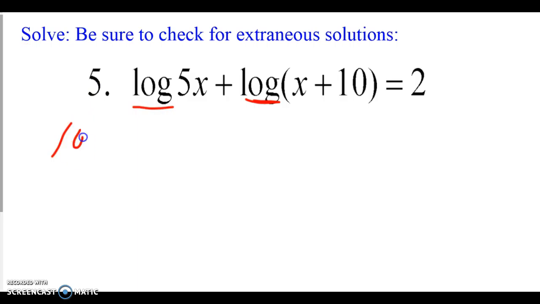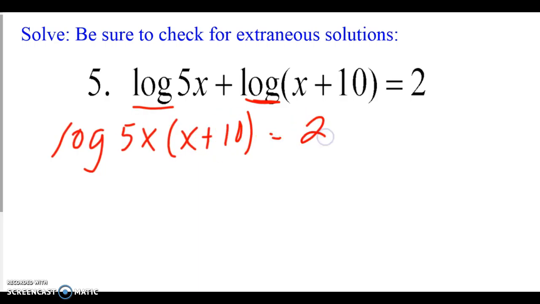So I want to set up on the one side. I get log of 5x, and the plus sign means multiplication, so I have this equals 2. Remember, this is a base, and if you need to redo it, it's a base 10. So there is a number there that's not actually showing.